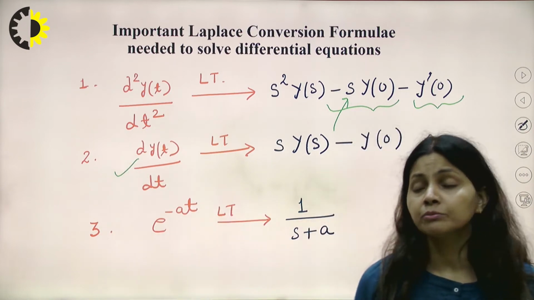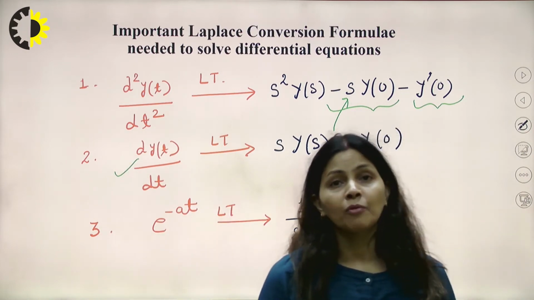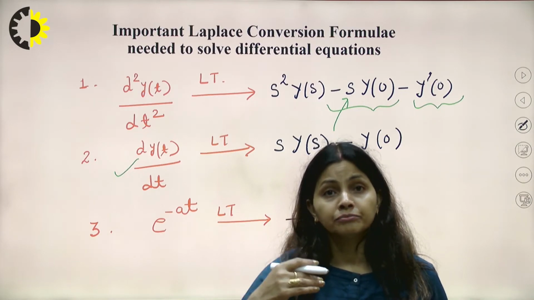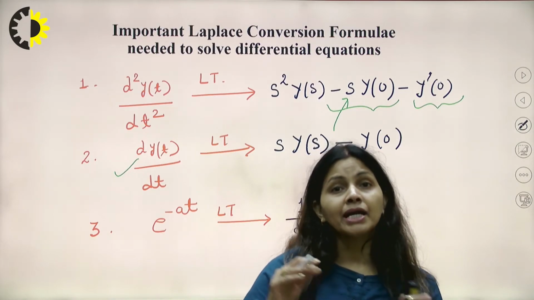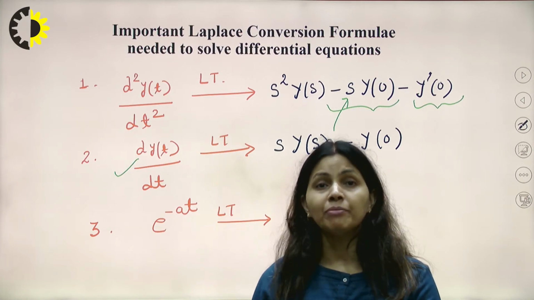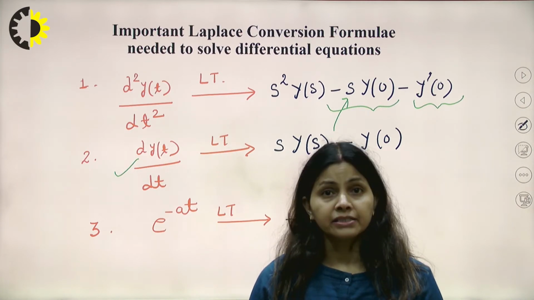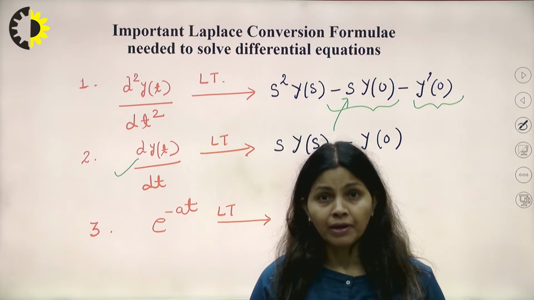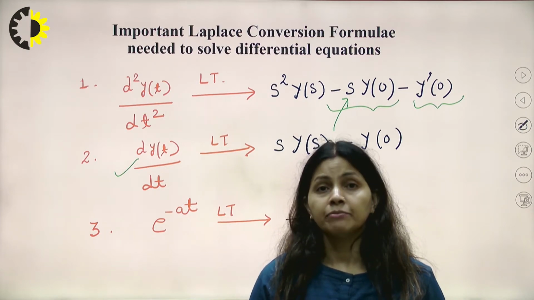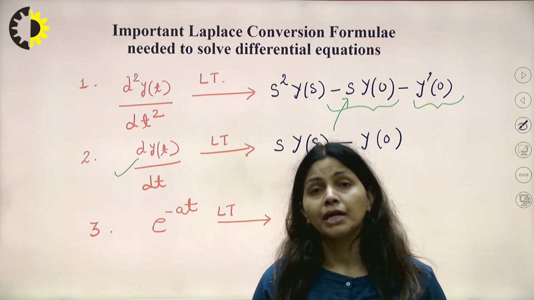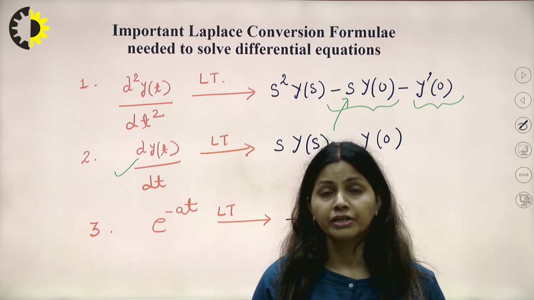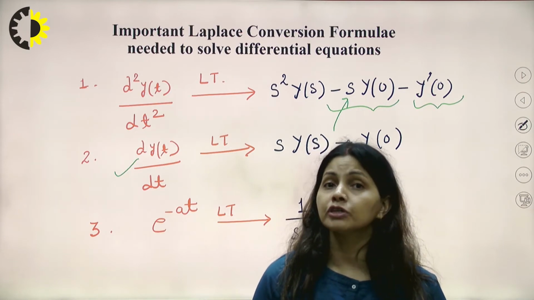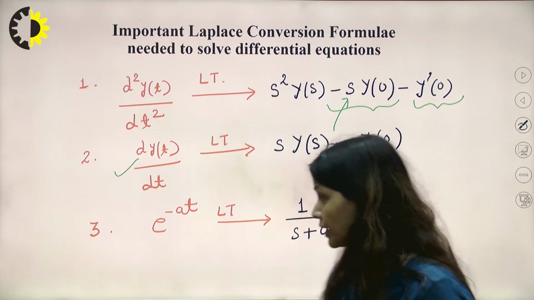Here I must mention one very important property of Laplace transform. Whenever we differentiate in the time domain, then the Laplace transform gets multiplied by s. If we are multiplying by s, that means we have taken the Laplace transform of a first order differential equation, and if we are multiplying by s square, we have taken the Laplace transform of a second order differential equation, like that.